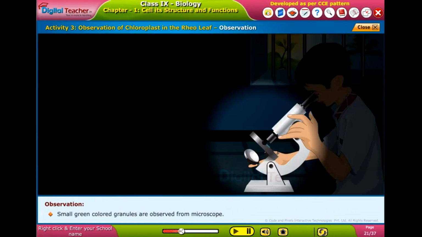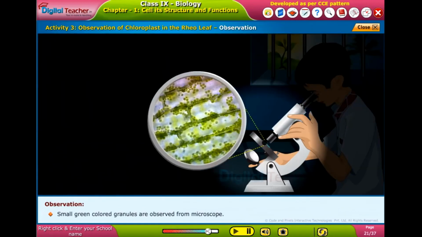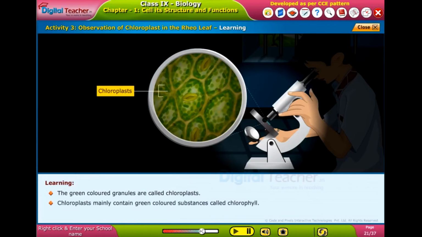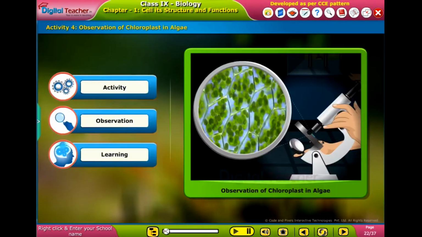Small green colored granules are observed from microscope. The green colored granules are called chloroplasts. Chloroplasts mainly contain green colored substances called chlorophyll. Here, let us perform an activity to observe chloroplast in algae. Click each tab to know more.